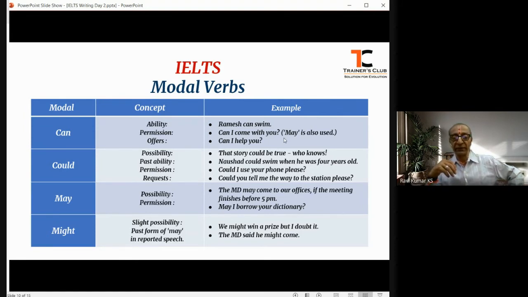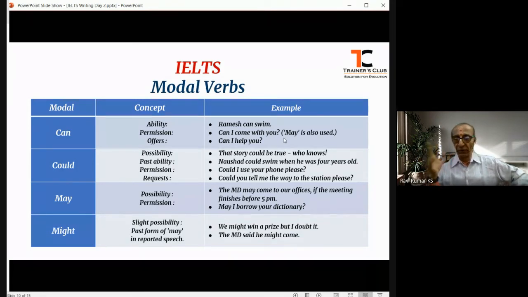So, making requests. May, again, it tells us about possibility. Again, 50-50. The thing goes this way. The MD may come to our office if the meeting finishes before 5 p.m. The principal may come to college if the meeting finishes before 5 p.m. If it goes beyond 5 p.m., he will not come. But no one knows at what time the meeting is going to end.